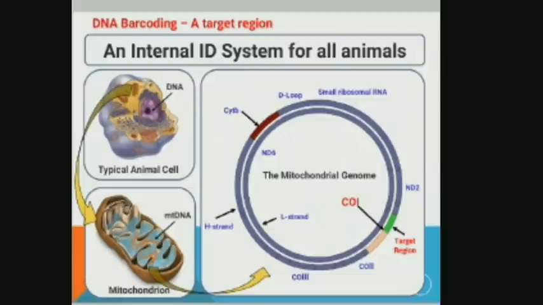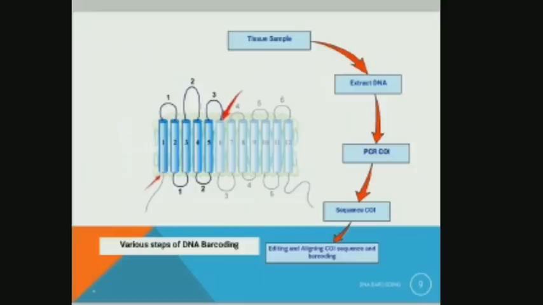We have selected mitochondria for reasons that would have been discussed earlier. We can select different genes of mitochondrial DNA, but mostly in animal species, cytochrome oxidase 1 is commonly used. In the cytochrome oxidase 1 gene also, the entire gene is not used, only a partial gene, the first 5 transmembrane domains, for DNA barcoding. The methodology goes like this.